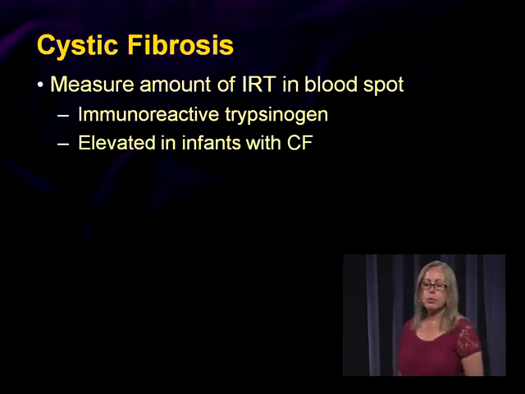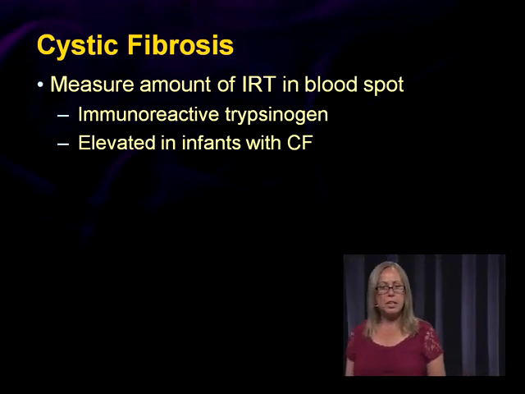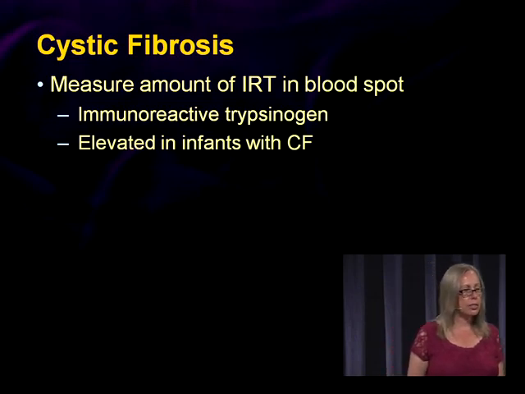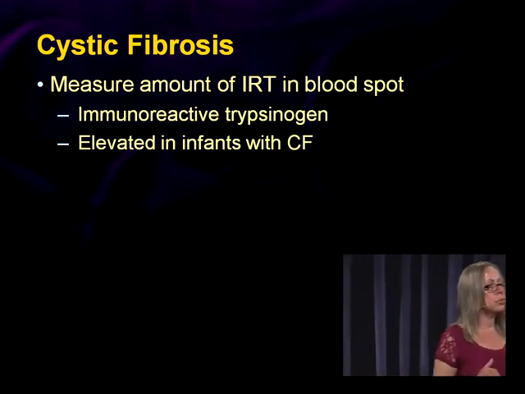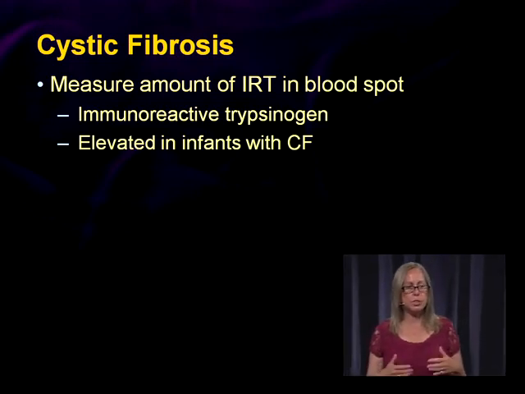Cystic fibrosis measures the amount of immunoreactive trypsinogen, or IRT, on a blood spot, and it's elevated in babies with CF. It's also elevated in other situations. It's an acute phase reactant, so if mom's had a very stressful labor and delivery with an emergent C-section, that may go up as well.